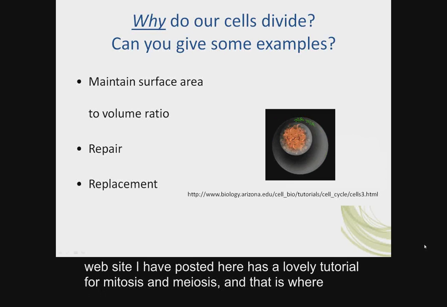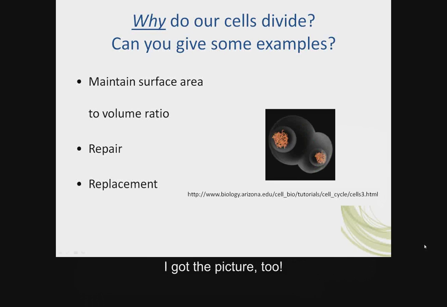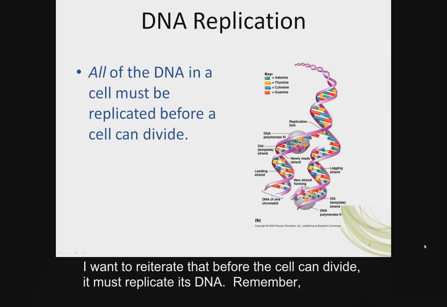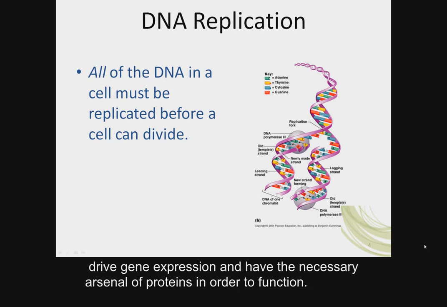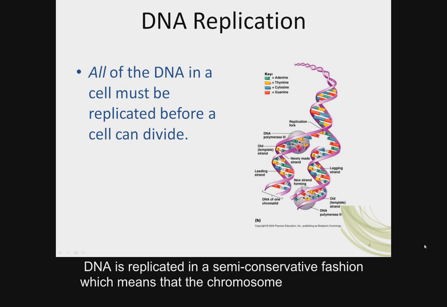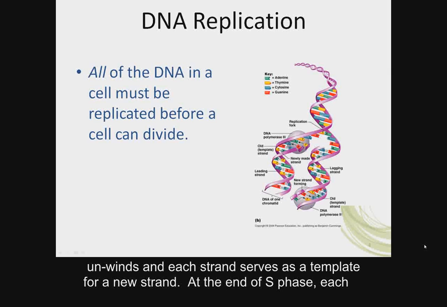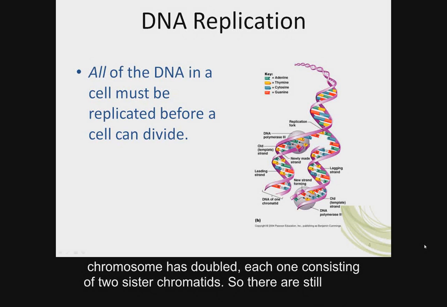The website I have posted here has a lovely tutorial for mitosis and meiosis, and that is where I got the picture, too. I want to reiterate that before the cell can divide, it must replicate its DNA. Remember, DNA is the code for protein synthesis. Each daughter cell will need its own genome to drive gene expression and have the necessary arsenal of proteins in order to function. DNA is replicated in a semi-conservative fashion, which means that the chromosome unwinds and each strand serves as a template for a new strand. At the end of S phase, each chromosome has doubled, each one consisting of 2 sister chromatids.